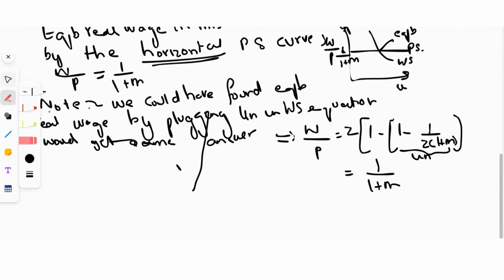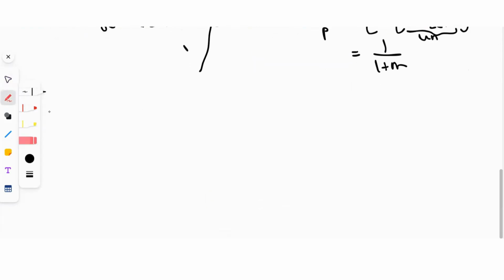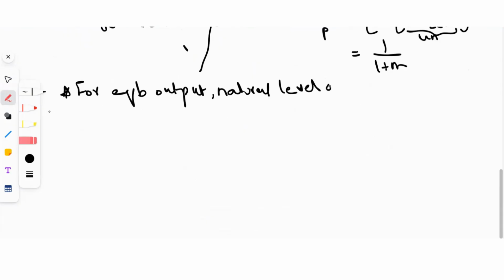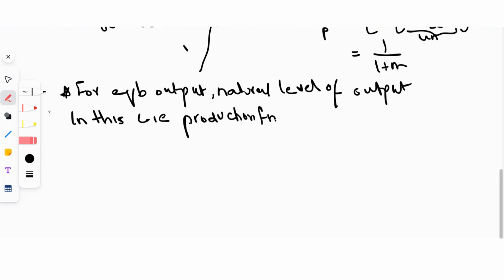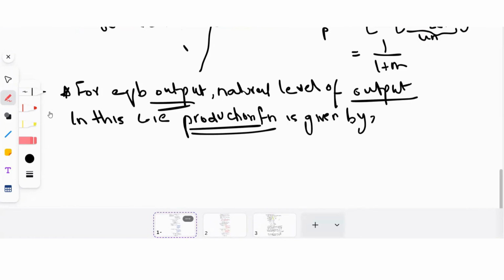So now for equilibrium output. I want to find equilibrium output. This is the natural level of output. In this case, the production function is given by... So whenever you want to find your equilibrium output, or your natural level of output, you have to go back to the production function, right? So whenever you want to find the equilibrium value of output, you have to go back and see what the production function is given to you.